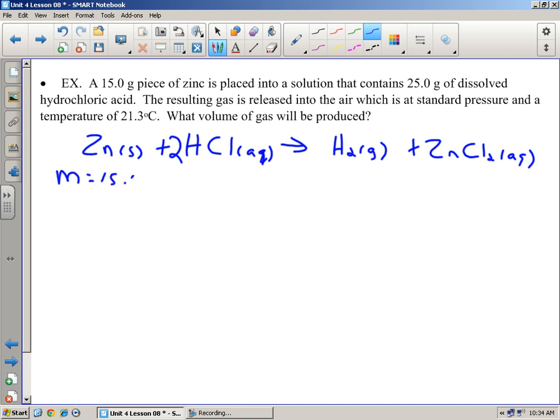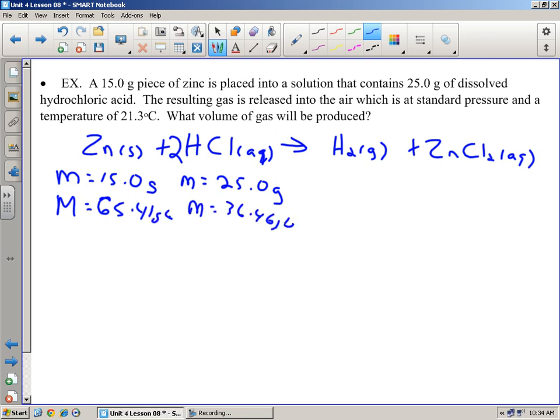15 grams. And what do we got? 25 grams. Molar masses we can find. Let's see, 65.41 grams per mole, I believe, and 36.46 grams per mole. And we can find n for these.